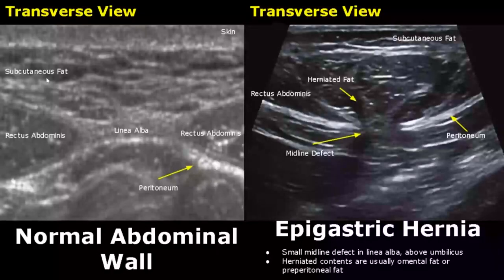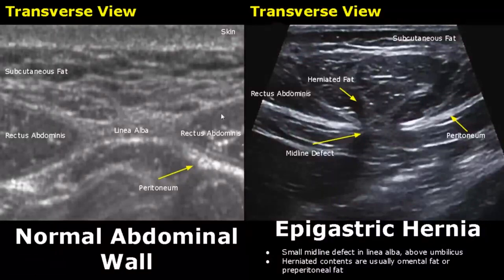The left image shows a normal anterior abdominal wall in transverse view at the epigastric region. A high-frequency linear transducer is used to scan the abdominal wall because we only need to see the superficial structures. The topmost layer is the skin. Below the skin is the subcutaneous fat layer. It is slightly hypoechoic. These two hypoechoic structures are the rectus abdominis muscles and between them is the linea alba. This hyperechoic band is the peritoneum.